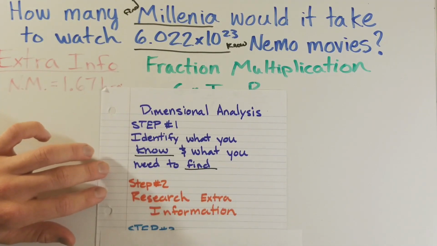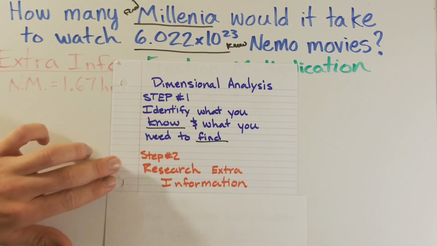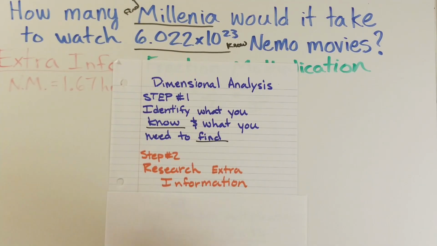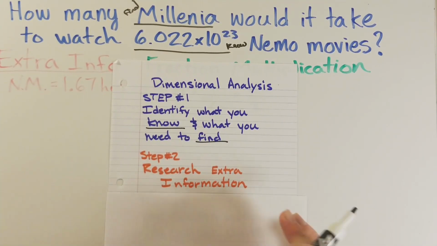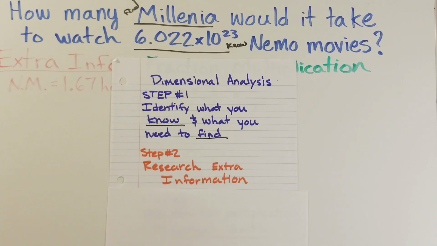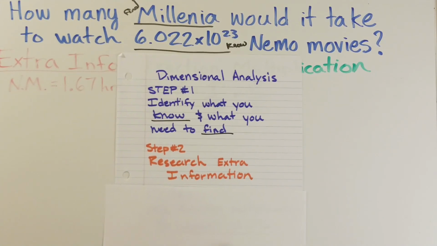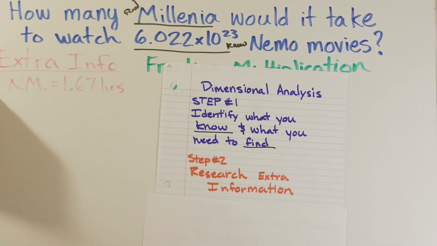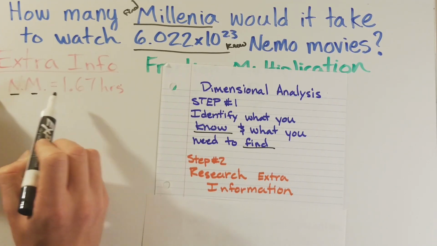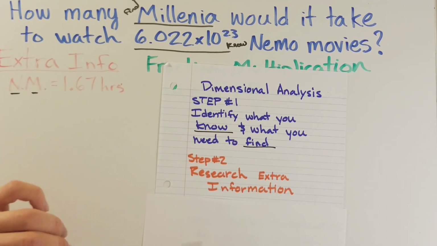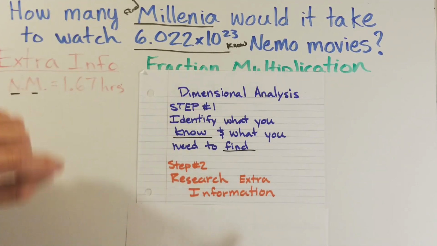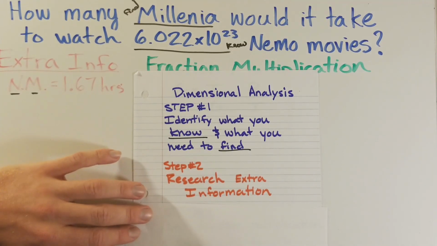Okay. Step two, we need to research any extra information that isn't given. If you're on a test, hopefully that's given to you. Maybe you need to memorize it, or if you're at home doing homework, you might need to do a little bit of research on the internet or something. So we know that one Nemo movie, abbreviated NM, is 1.67 hours. And otherwise, all the information to get to millennia is pretty straightforward.